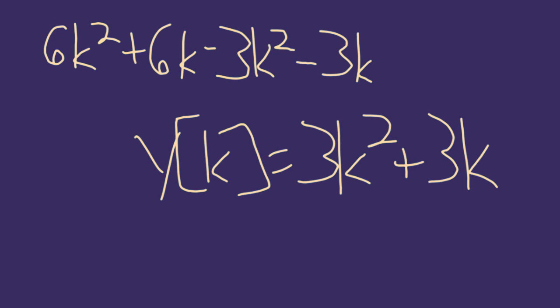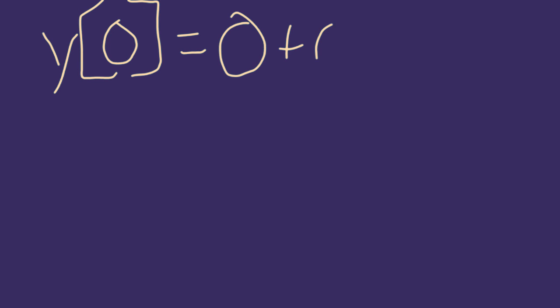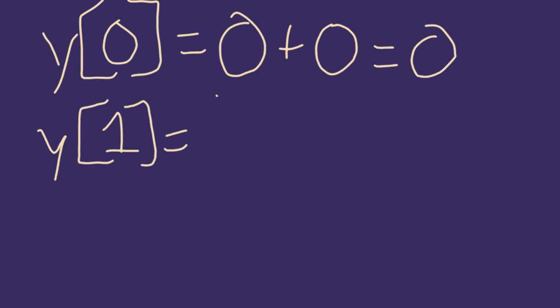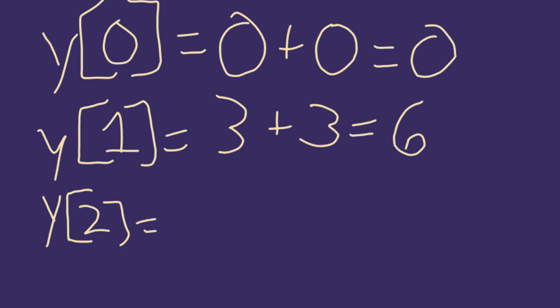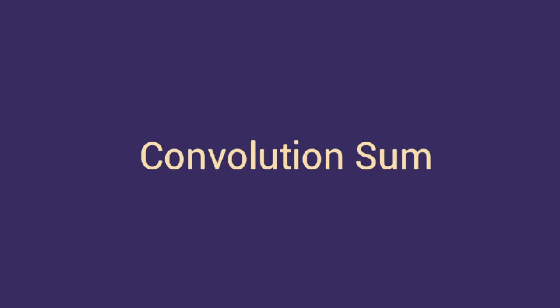If we want to check ourselves to prove that this works, y of 0: plug in 0 for k, and we'll have 0 plus 0 equals 0. Y of 1 is going to equal 3 plus 3 equals 6, and y sub 2 is going to equal 12 plus 6 equals 18, which, if you look back at what we previously solved for y sub 0, y sub 1, and y sub 2, are the same. So that's a basic example of how you can use convolution sum and some of the shortcuts you can do.